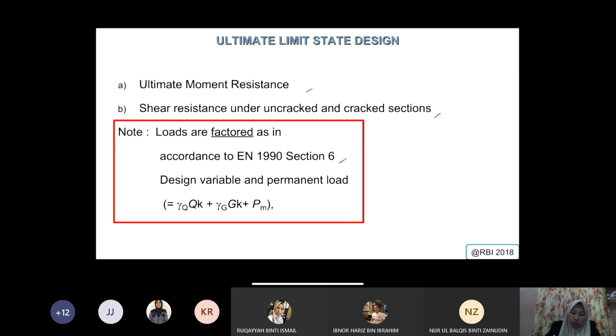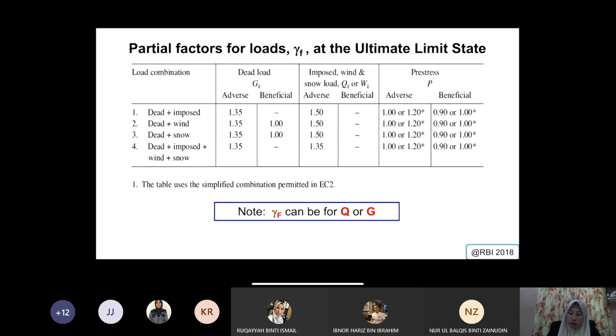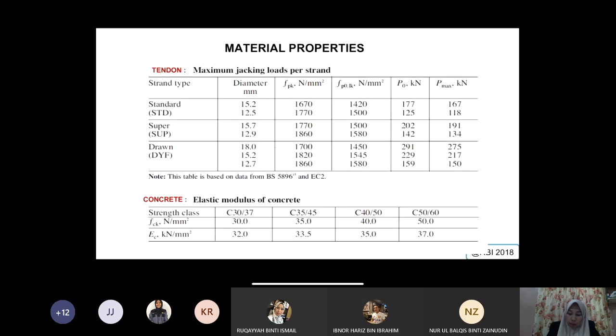Where you have 1.35 and 1.5, this one for your QK and also for your GK. So I will not go through it in detail. You can look into it, it's the same practice. So, material properties. This is probably what you need a bit more, because you have the additional tendon.